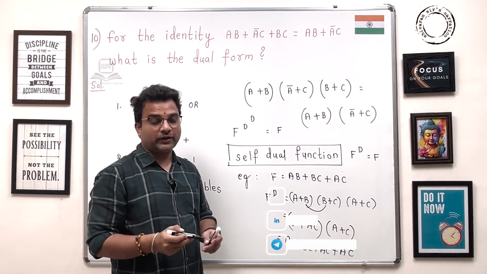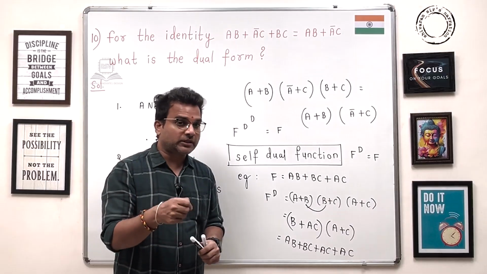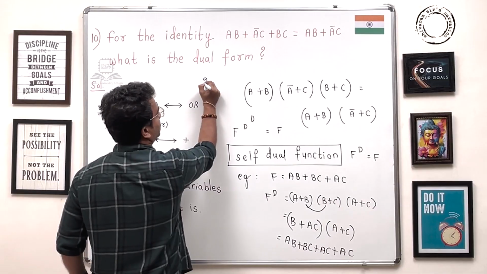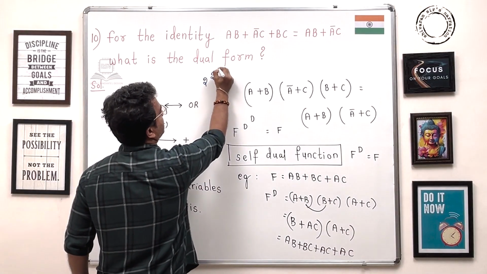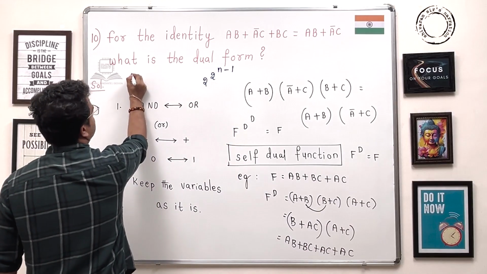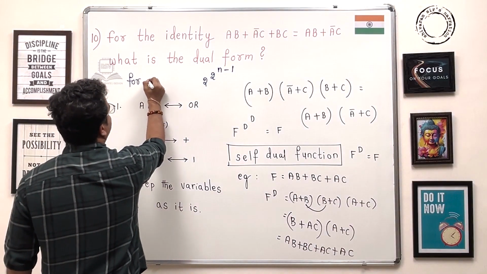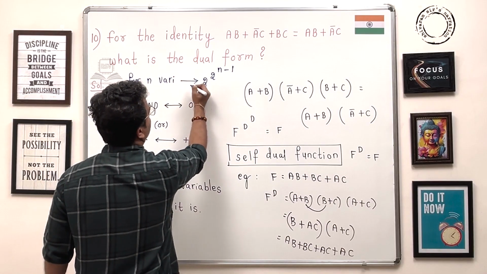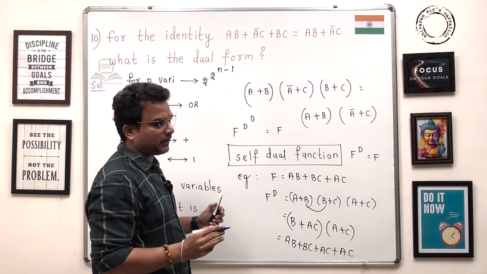Okay? And you know, for n variables, what are the self-dual functions? It follows 2 power n minus 1. For n variables, the number of self-dual functions is 2 power n minus 1.